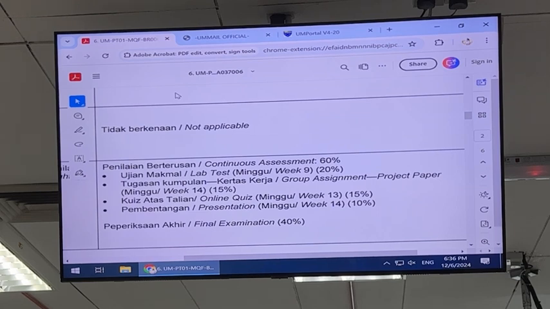You can bring the lecture notes, your reference book, and the journal articles, which you can also print out. Then you're also allowed to bring a calculator, and also your stationery. Bear in mind that the handphone calculator is not allowed during the final exam. Don't rely on the handphone calculator.